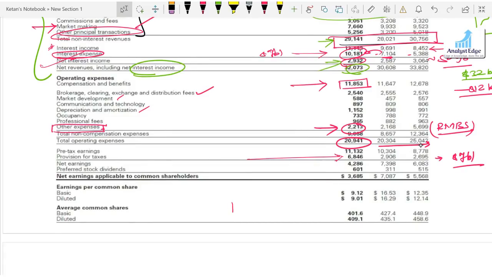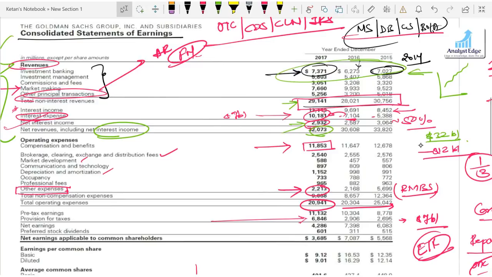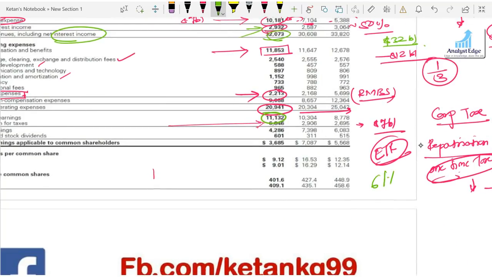Now, this is something called the effective tax rate. To calculate the effective tax rate ratio, you should take this amount, which is around 7 billion, and compare it to this earning, which is out here. Let me just point it out. This is around 11 billion. So 7 on 11 is around 61%. So this ratio is approximately 61% to 62%.